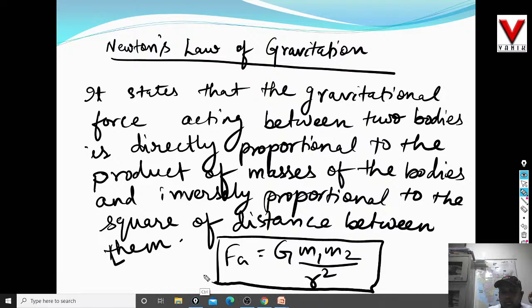So I think it is clear. Now let us focus on the dimensional formula of capital G.